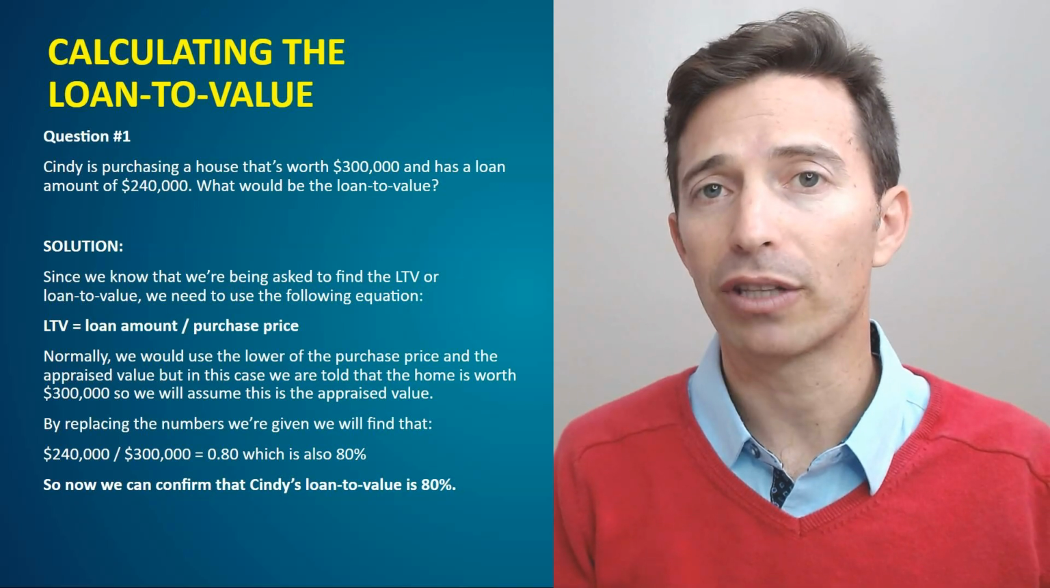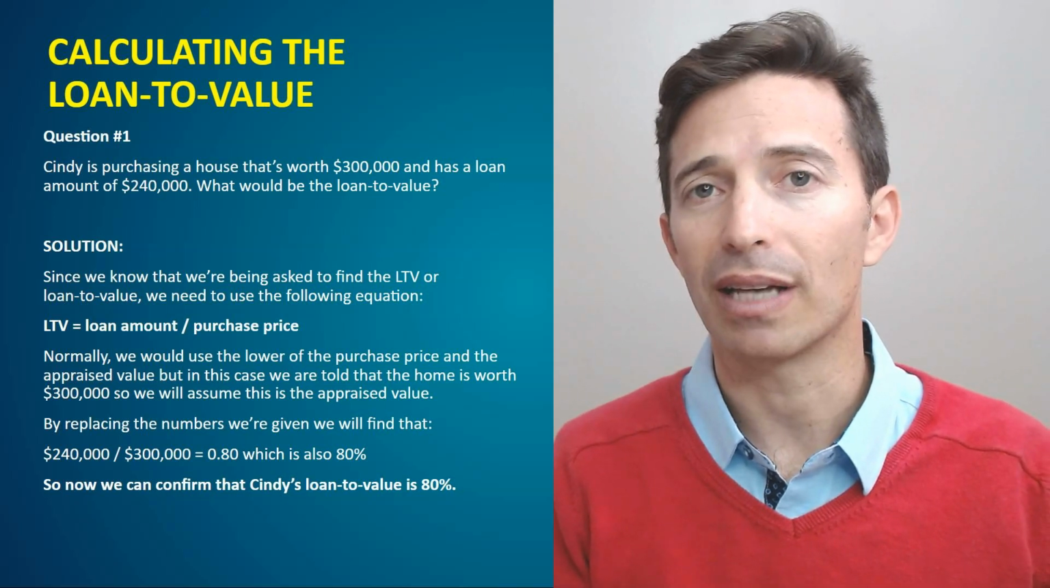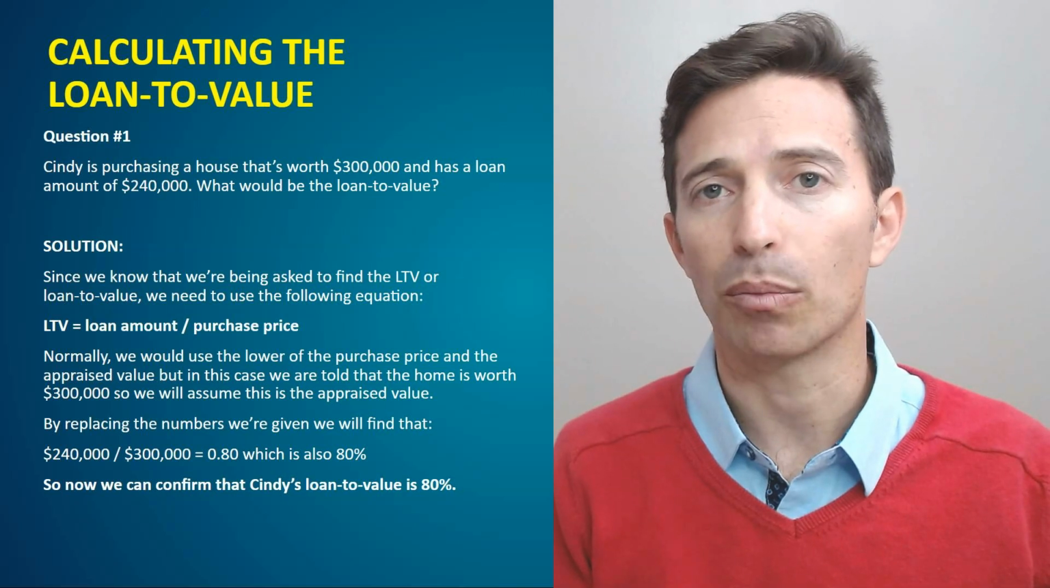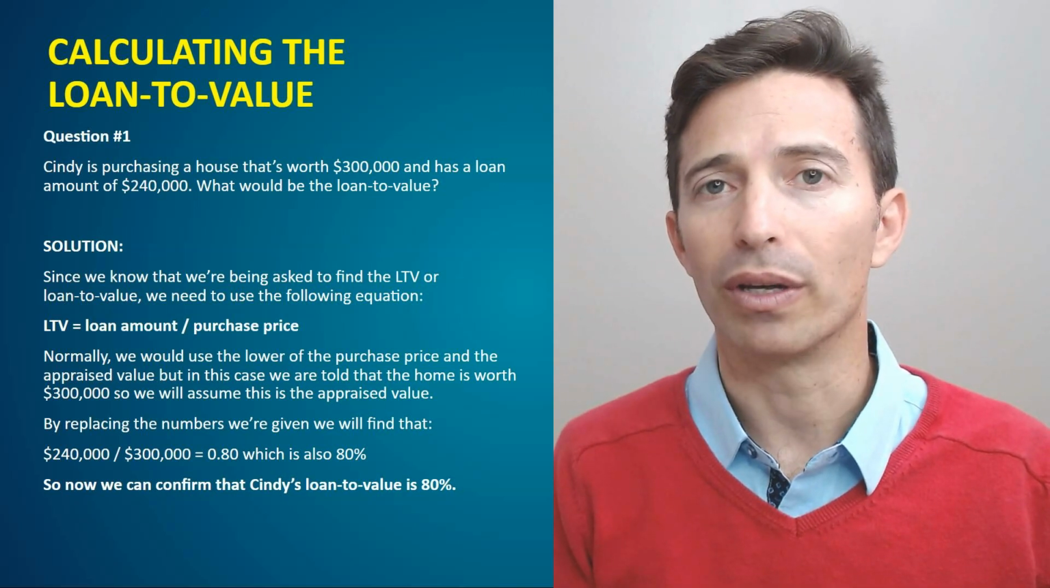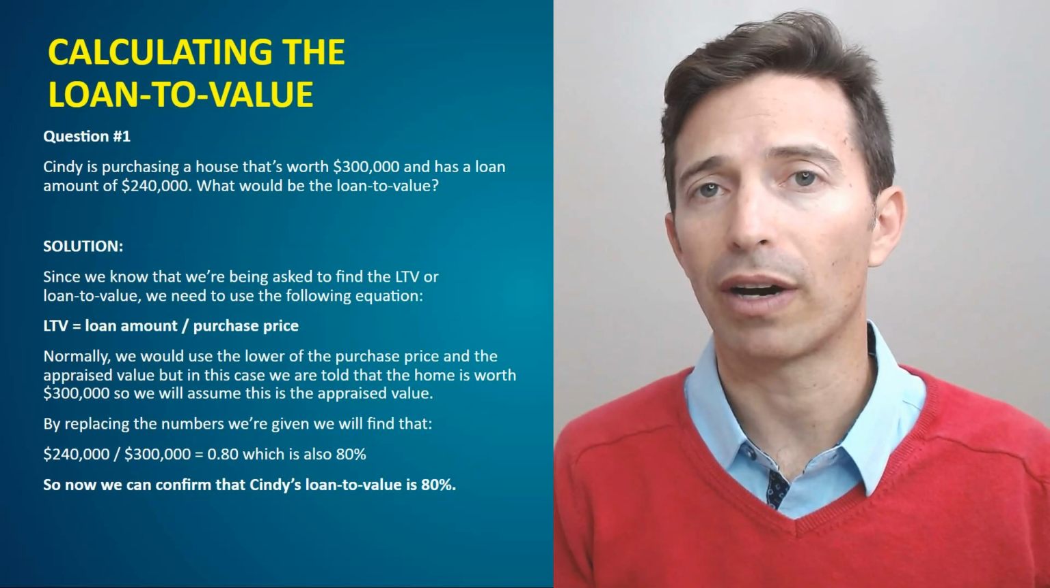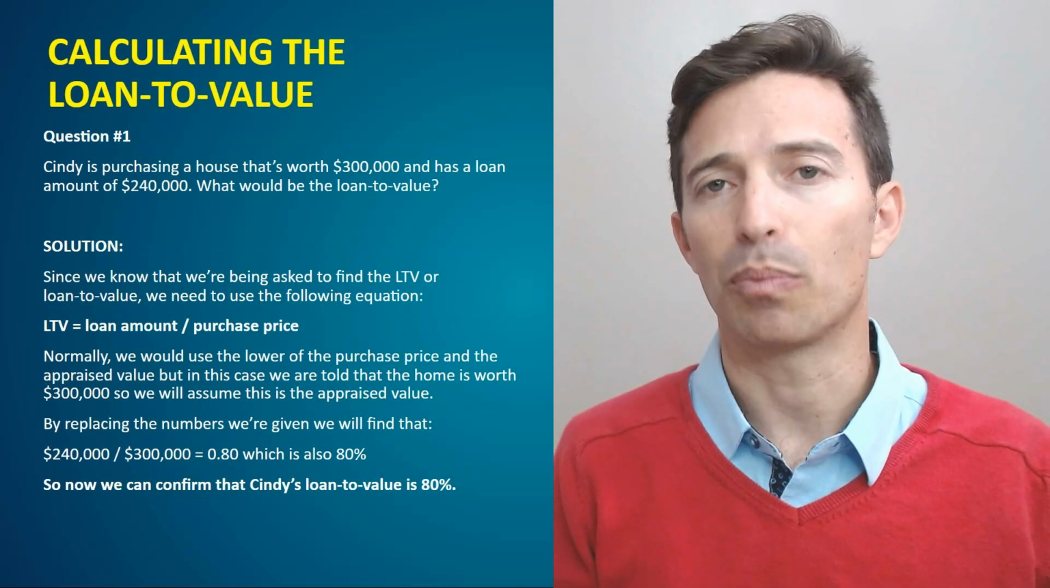And then you can convert that to 80% by simply moving the decimal twice to the right and then adding a percent sign. Now we know in this case that the solution to this problem is that Cindy's loan to value, or LTV, is 80%.